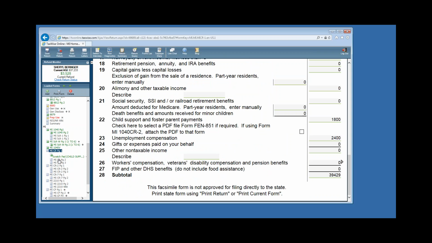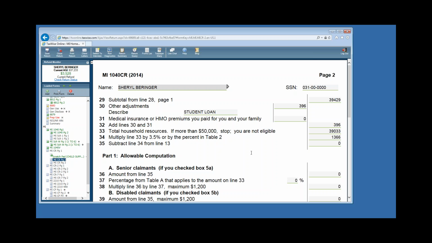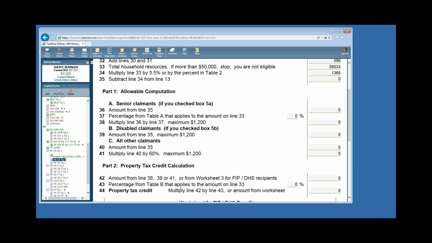So then next on page 2, all of the adjustments just carry over. That's about the only thing that's on page 2 right now. After the credit is calculated, you can go through and the property tax credit will be right here on line 44, so you can see how much the credit itself is worth.